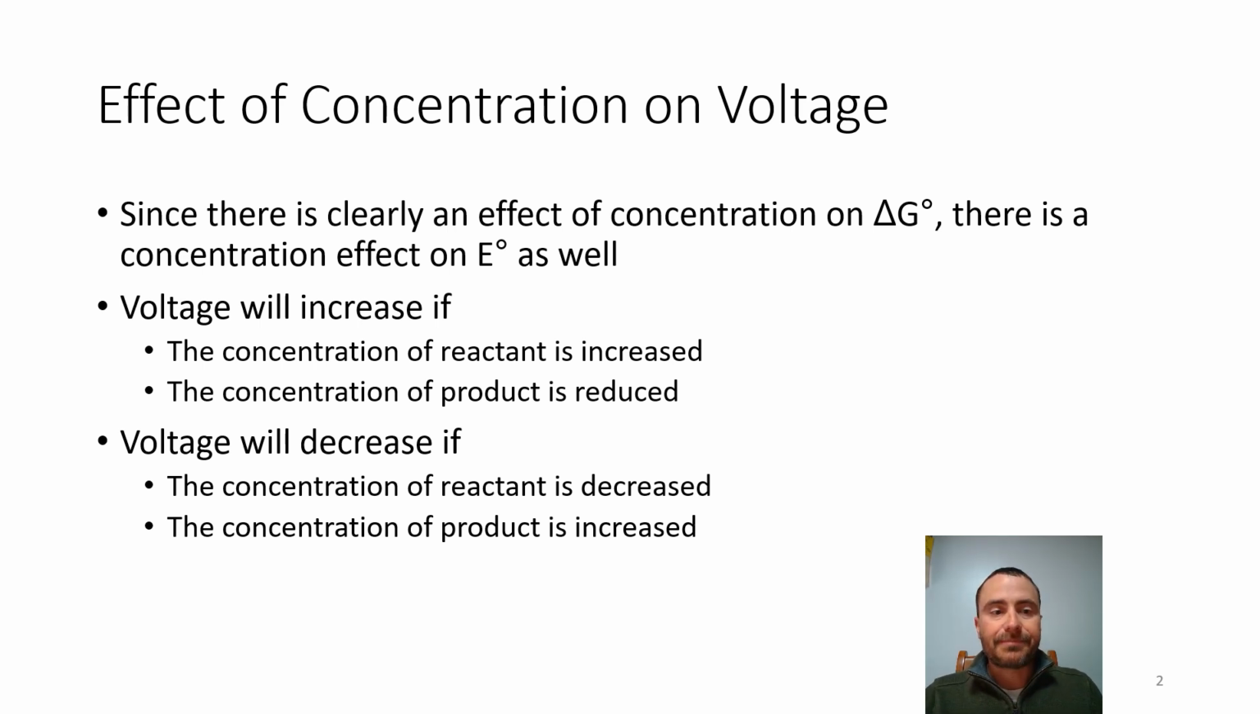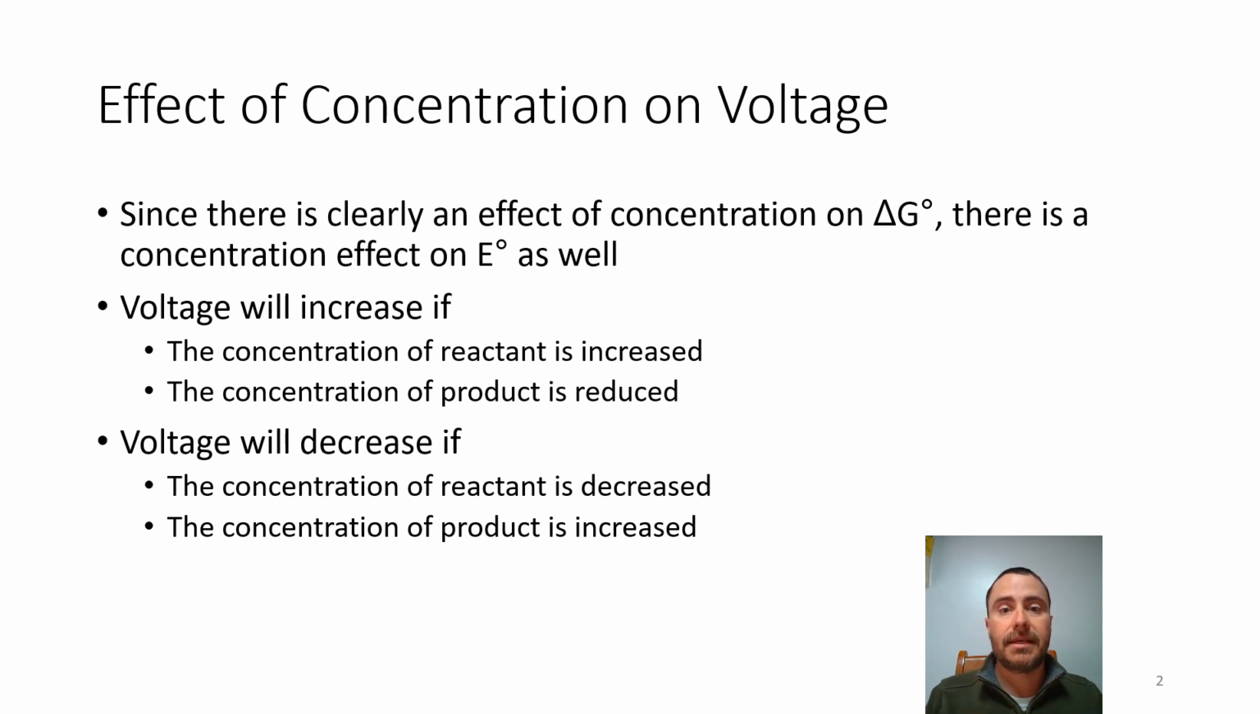So we know that the voltage of something is going to increase if we increase the concentration of a reactant. And the voltage is going to increase if we decrease the concentration of a product. So think about this along the lines of Le Chatelier's principle. The voltage of something is going to increase if we drive our reaction towards our products. And remember that that happens by Le Chatelier's principle when we increase the concentration of reactants or decrease the concentration of products. So again, Le Chatelier's principle hasn't gone away.